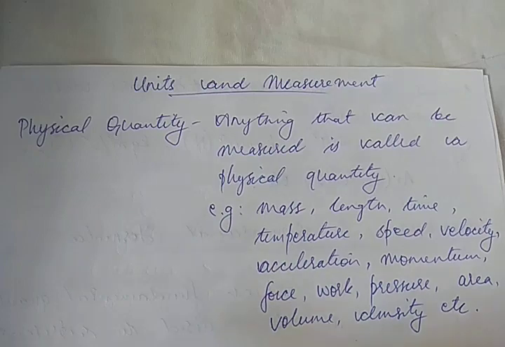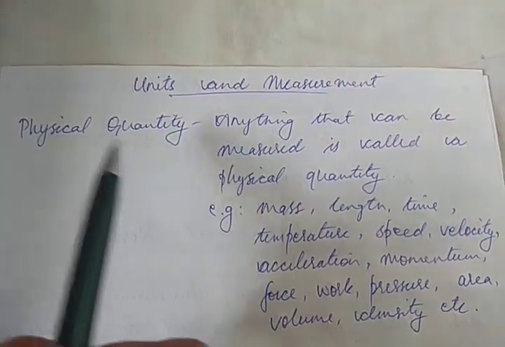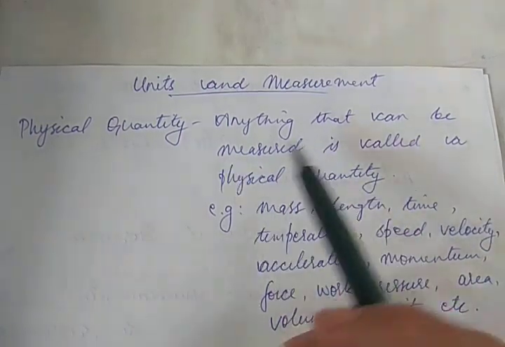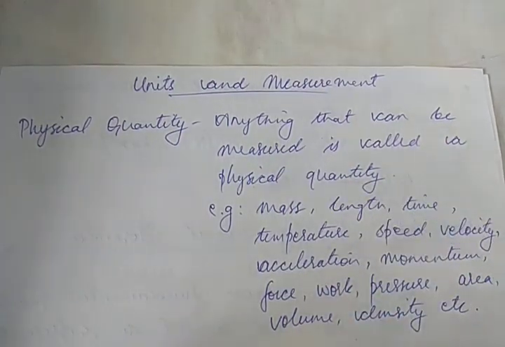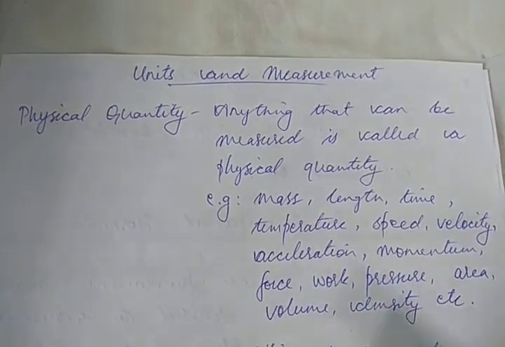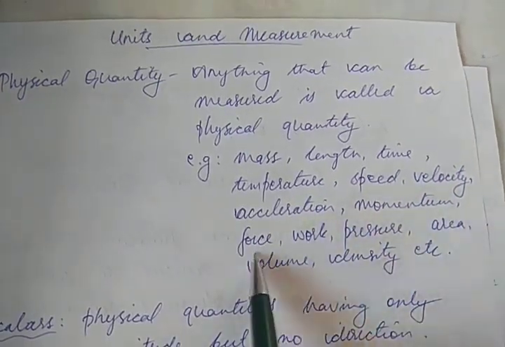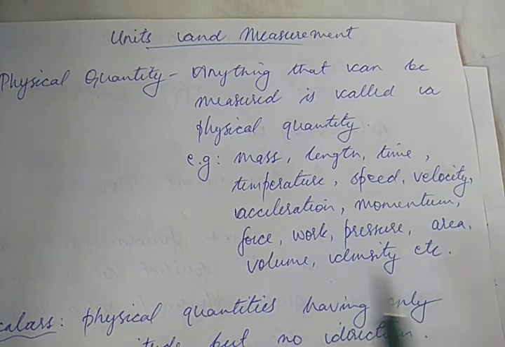Let's start. I believe you already know that physical quantities are things that can be measured. Any quantity or anything that can be measured is called a physical quantity. This you all learned in class 6 itself. Examples: mass, length, time, temperature, speed, velocity, acceleration, momentum, force, work, pressure, area, volume, density, resistance, electric current, potential, and also surface tension and elasticity, which you'll come to know later. All these are examples of physical quantities.